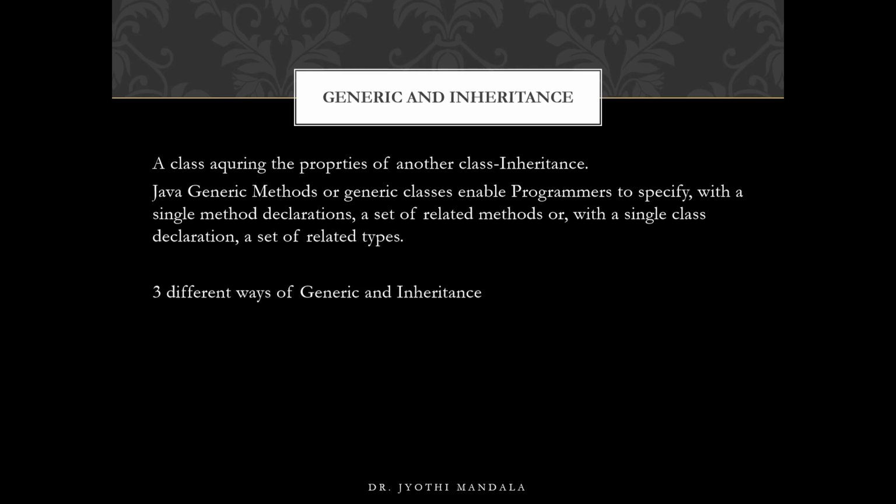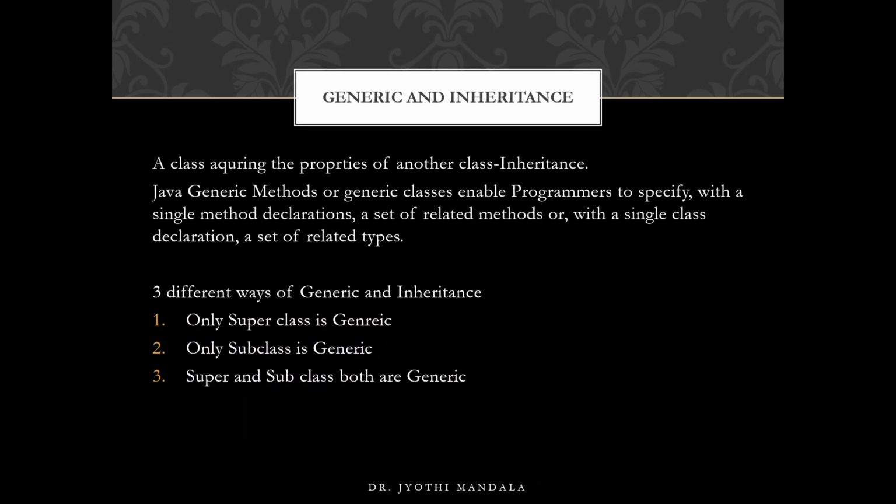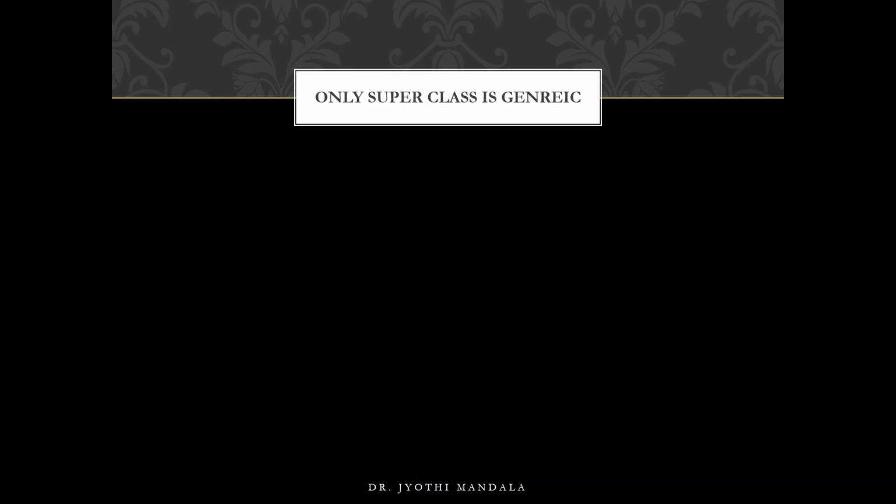To do this, we have three ways of connecting the generic concept and inheritance. The first way is we consider only our superclass as a generic class. The second way is we consider our subclass as generic, and the third way is we consider our superclass and subclass both as generic. We are going to learn about all these three one by one with examples. So let us start with the first type, where only the superclass is considered as generic.